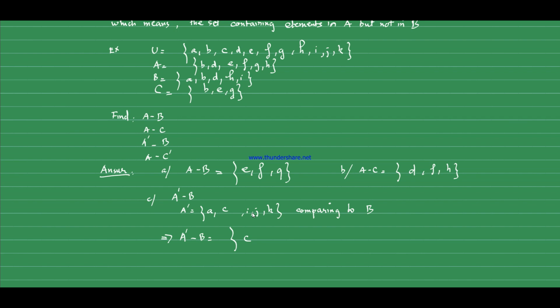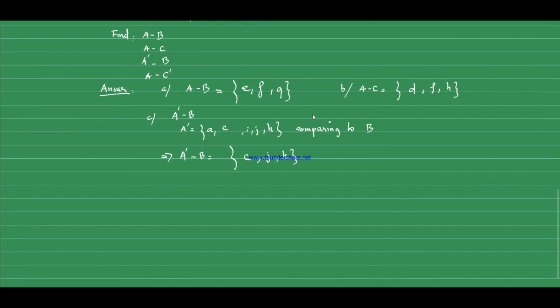I have it. J and K. Right? C, J, K. Okay, very easy, huh? And finally, we want to find a set that is in A but not in the complement of C.